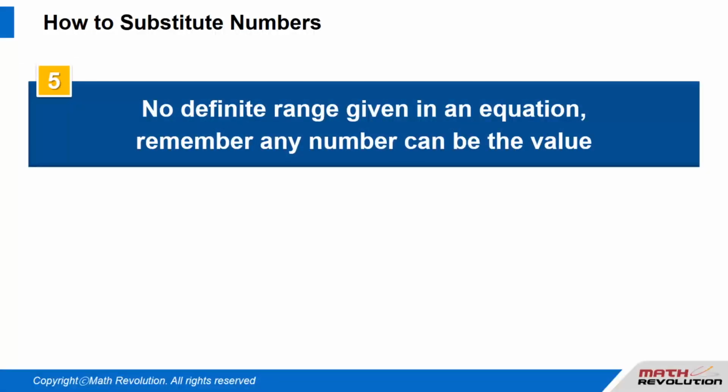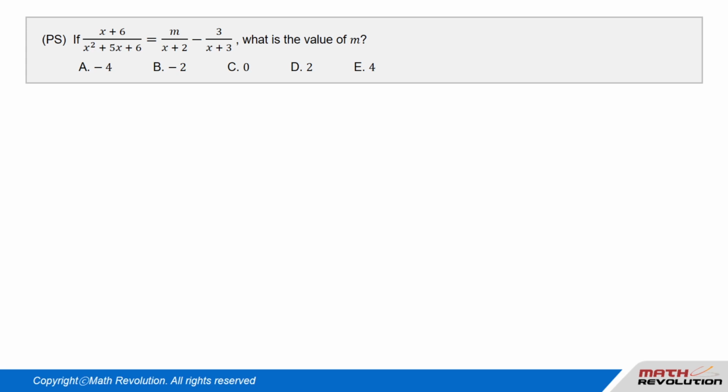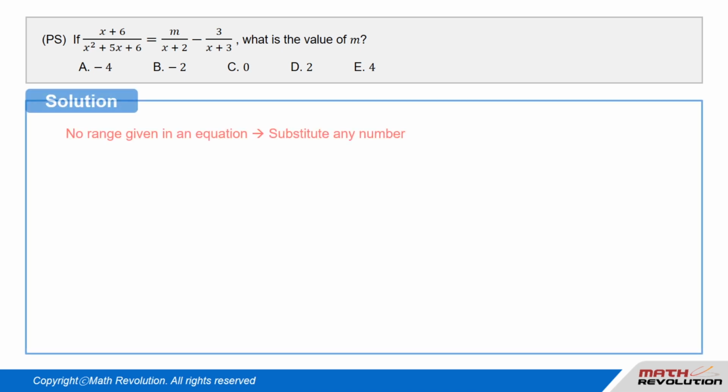5. If there is no definite range given in an equation, remember any number can be the value. Try to substitute x equals 0, x equals negative 1, or x equals 1, which are easy numbers for calculation purposes. P.S. If (x plus 6) over (x squared plus 5x plus 6) equals m over (x plus 2) minus 3 over (x plus 3), what is the value of m?